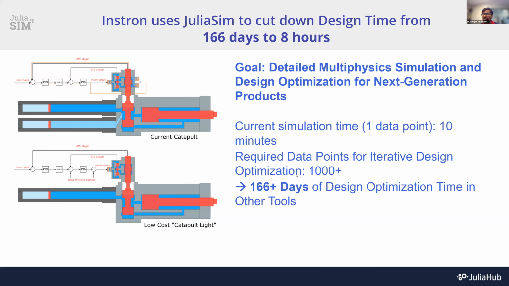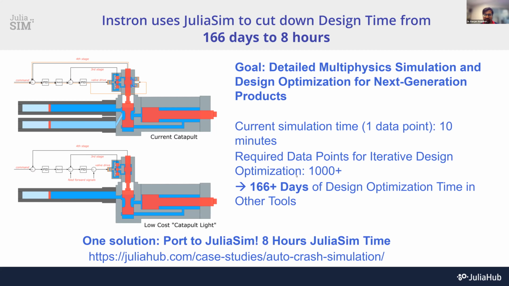And so what did they do? They ported it to JuliaSim, and that reduced that 166 days number to 8 hours. So that's one solution. When you have a slow model, just port it to JuliaSim and it automatically becomes faster. How does it become faster?